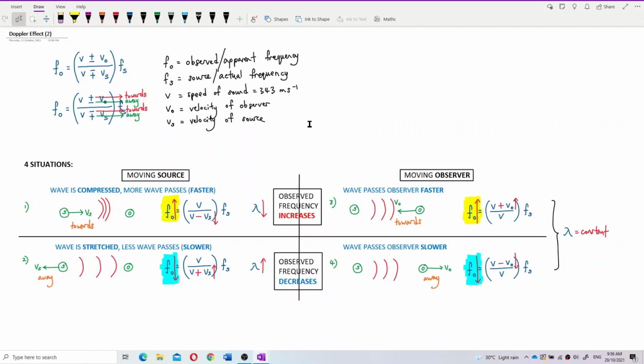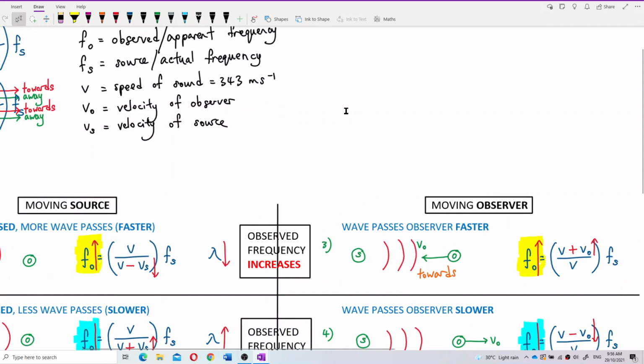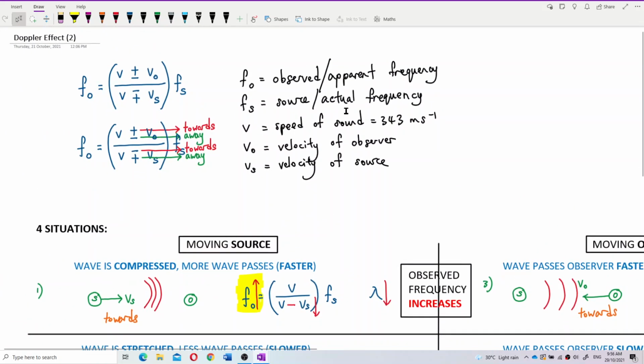Okay, let's look at this Doppler effect equation. It is given in our curriculum syllabus.